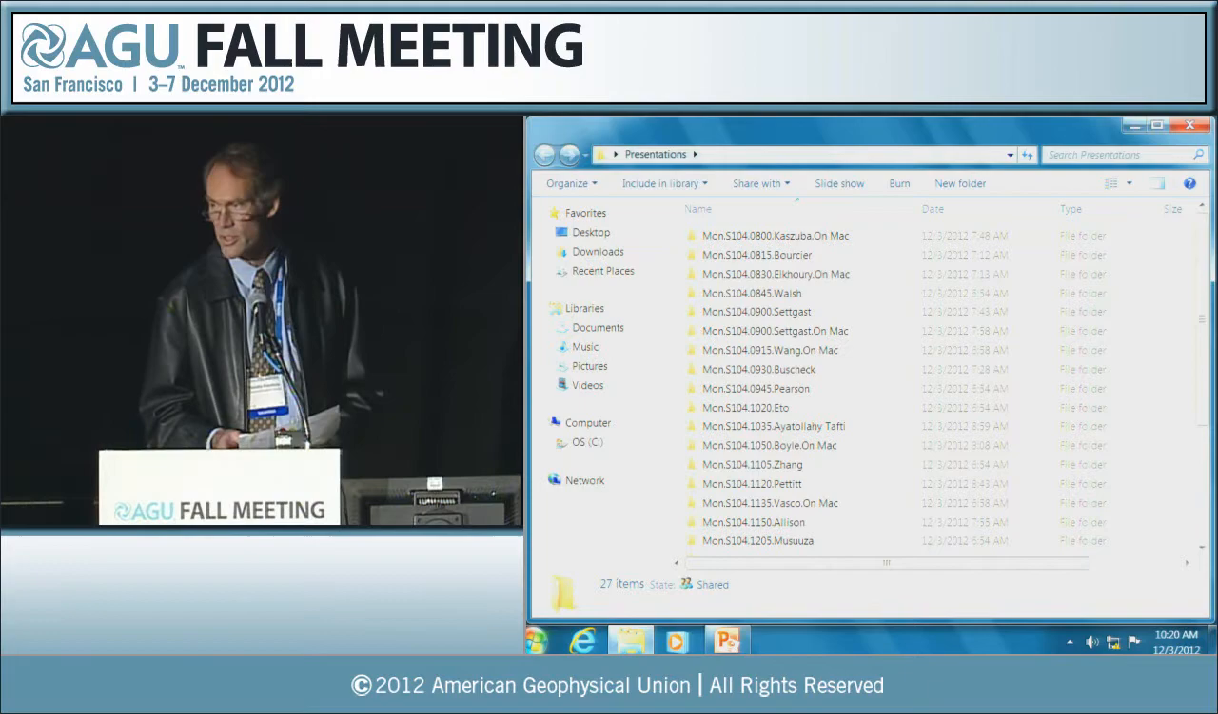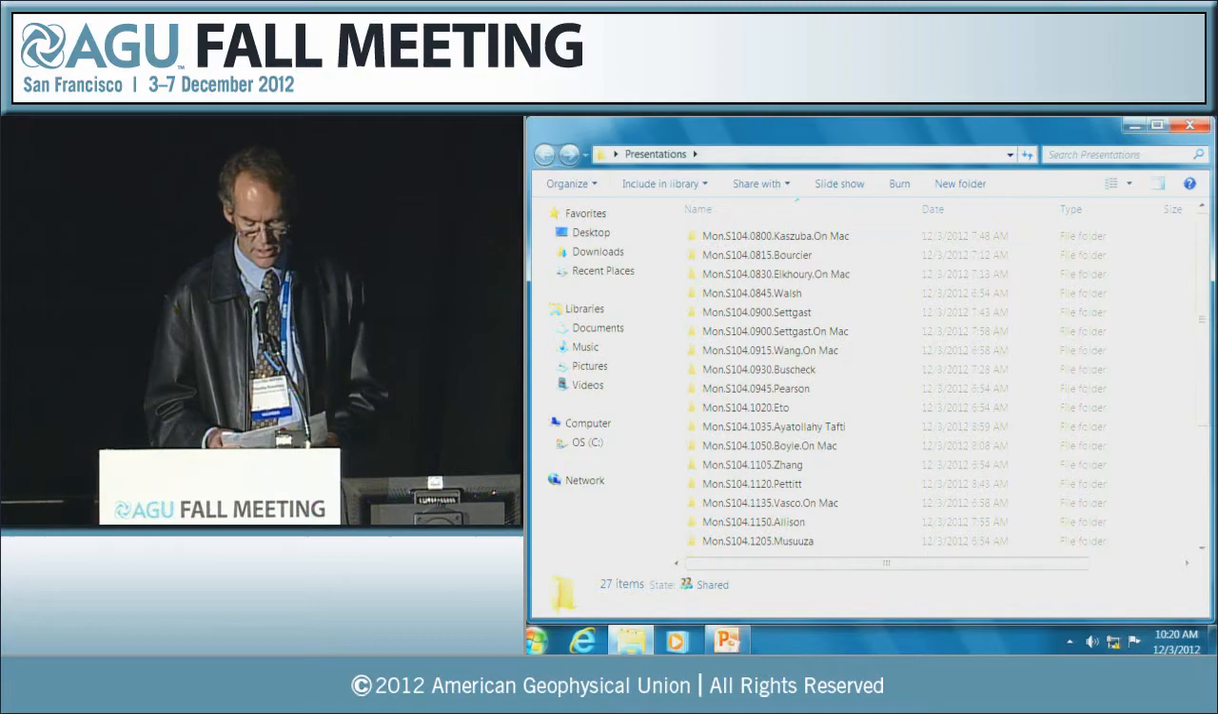I'd like to introduce our first talk of this session. It's by Tai et al. It's Seismostatistical Characterization of Microseismicity Observed at Geothermal Fields.